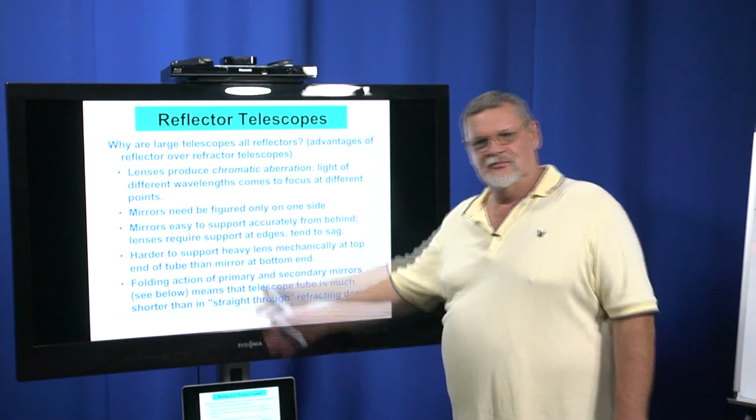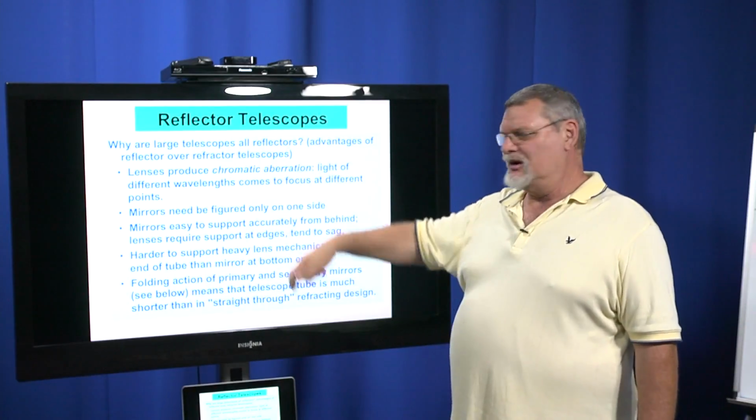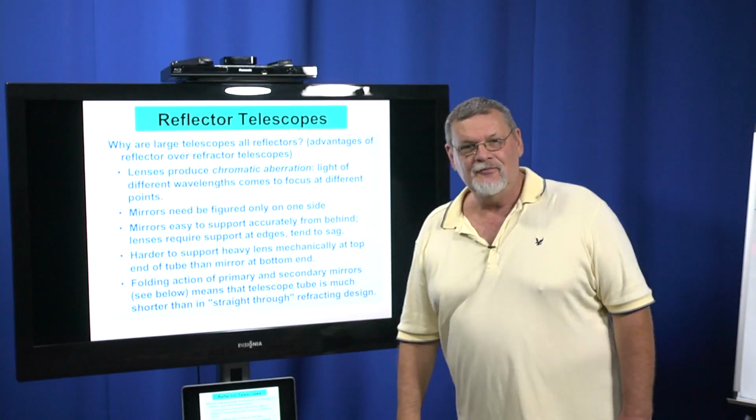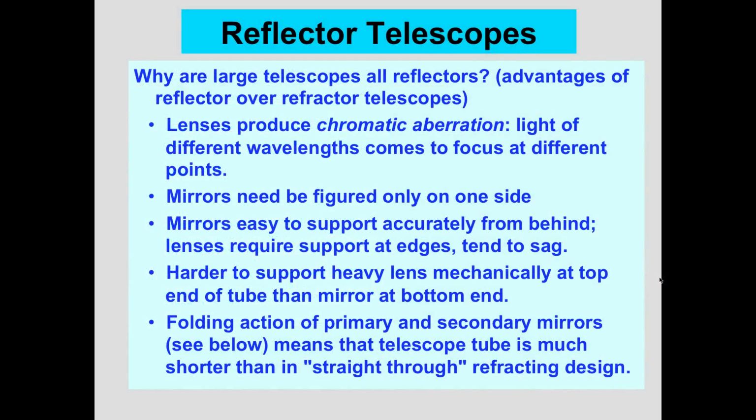So this next bit, great test questions. Why are large telescopes all reflectors? Why do we want to make a large telescope? The larger we make our telescope, then the more we can see. Remember, it has to do with intensity. Let's go back to intensity again.